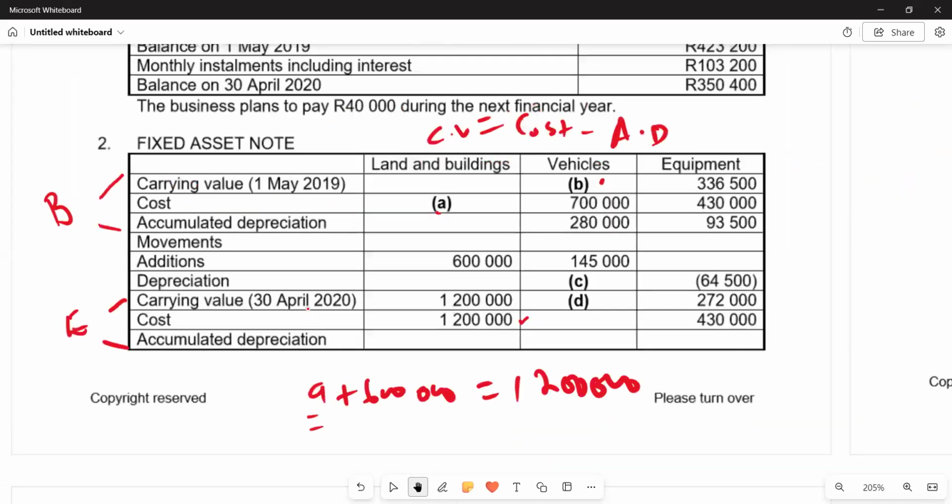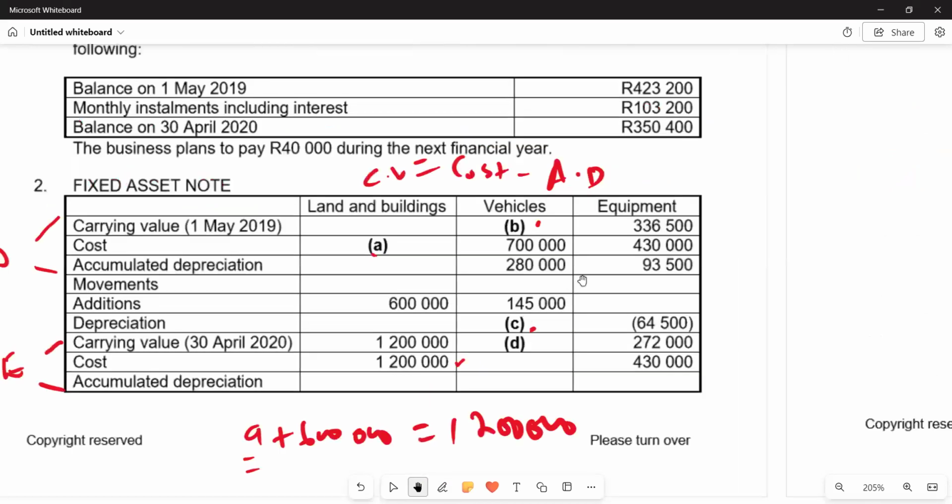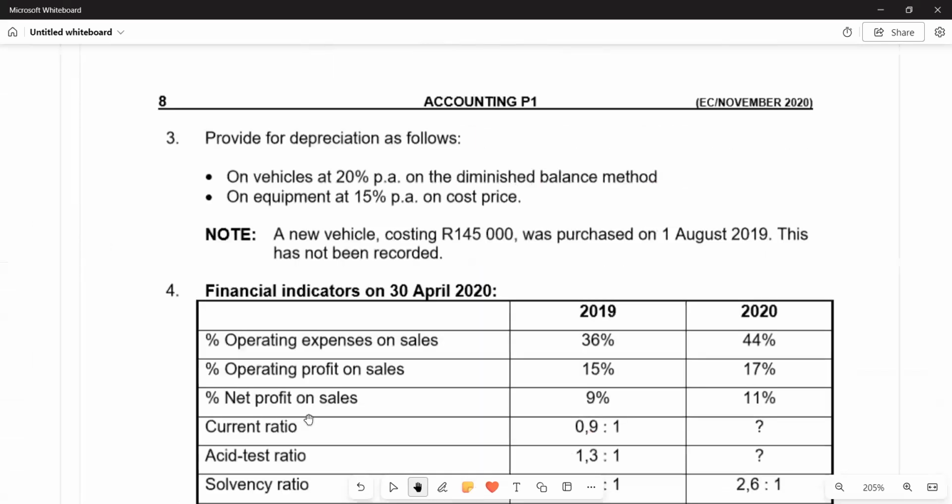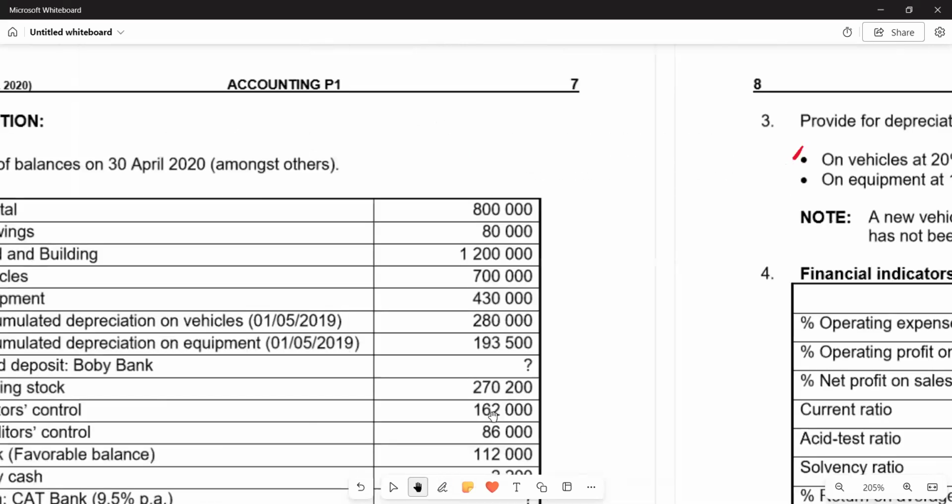Then C, we are given it as depreciation for the year for vehicles. So to get depreciation for the year for vehicles, we need to go to the information that we are given on how to calculate that depreciation. So let's go to the additional information to see if we have anything explaining how to calculate depreciation for vehicles. Here we are told, point one, on vehicles, 20% per annum on the diminishing balance method. So we are using 20% on the diminishing balance method.